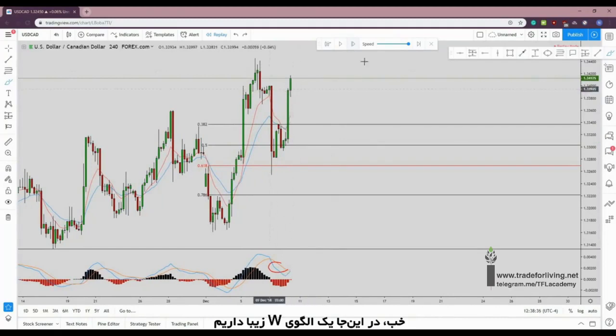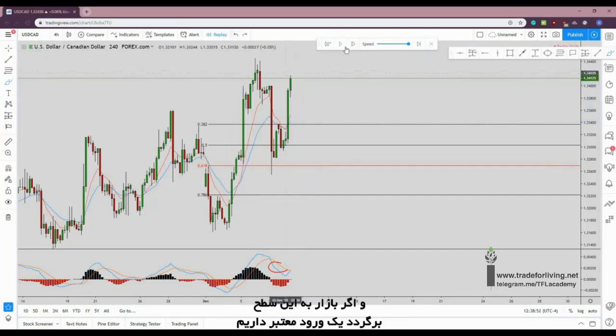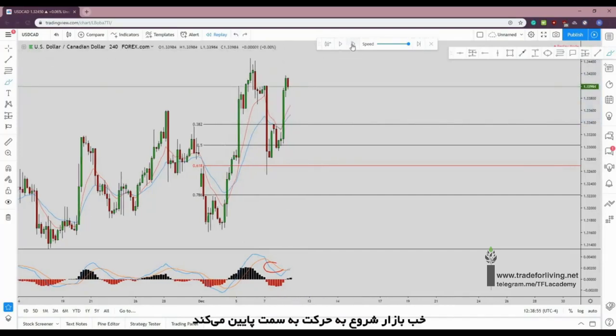So at the moment what we have is a nice W formation. The market goes down, up, down, up. We are expecting the market to go to the neckline. Now the retest of the neckline, in other words, is previous resistance turns support. So obviously we will have a valid entry if the market will go to this level. So let's see when the market starts the push to the downside.